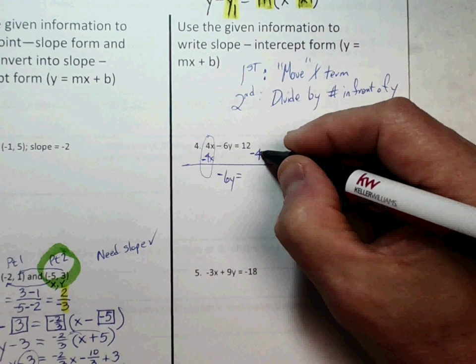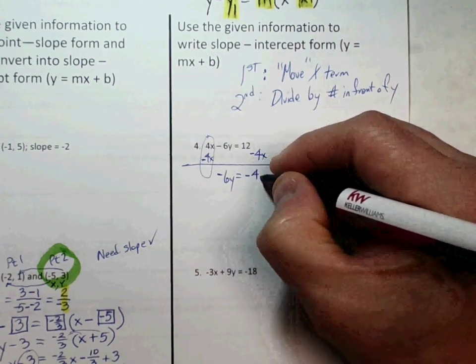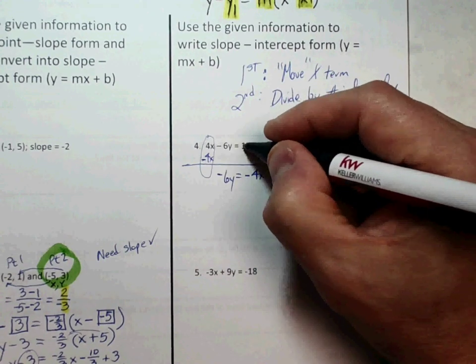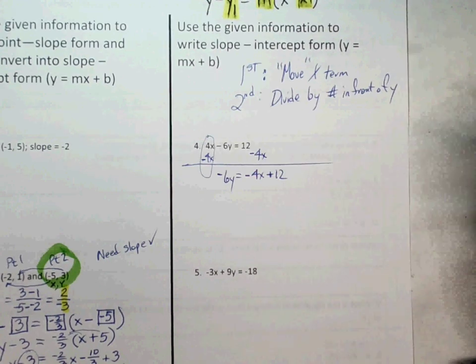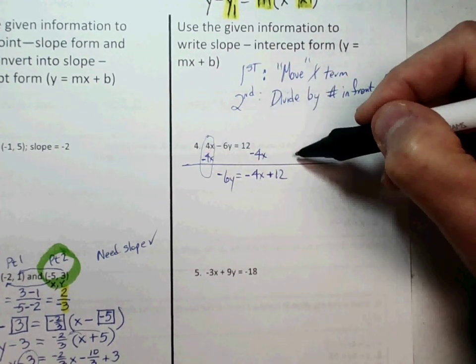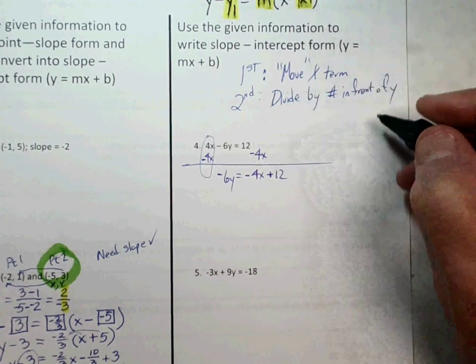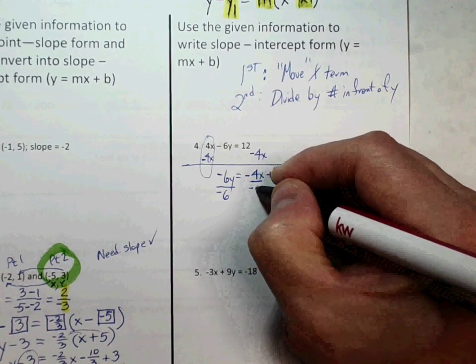All right, I'm going to put the x term first. So I'm going to do a negative 4x, and that 12 is positive, so I'm going to put plus 12. So check off step number 1. We moved our x term. Now we're going to divide by the number in front of y. We're going to divide everything by the number in front of y.